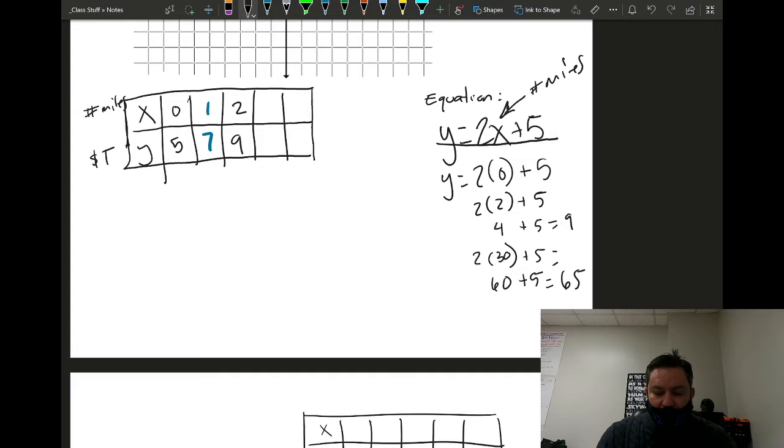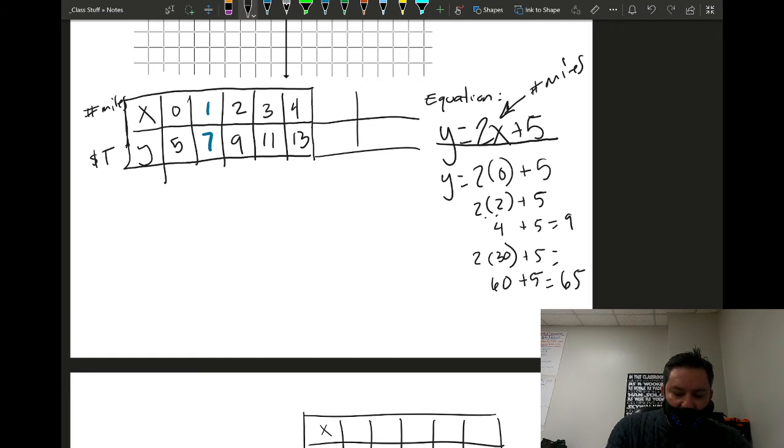That easy. Now, if you drive 3 miles, 2 times 3 is 6, plus 5 is 11. If you drive 4 miles, 2 times 4 is 8, plus 5 is, for 4 miles, you're gonna pay $13, so forth, so on. And you can come up, like I said, with any number of miles, you can come up with the total. If you drive 100 miles, 2 times 100 is 200, plus the $5 fee is $205. It doesn't matter what number you pick, you can always put it in there.